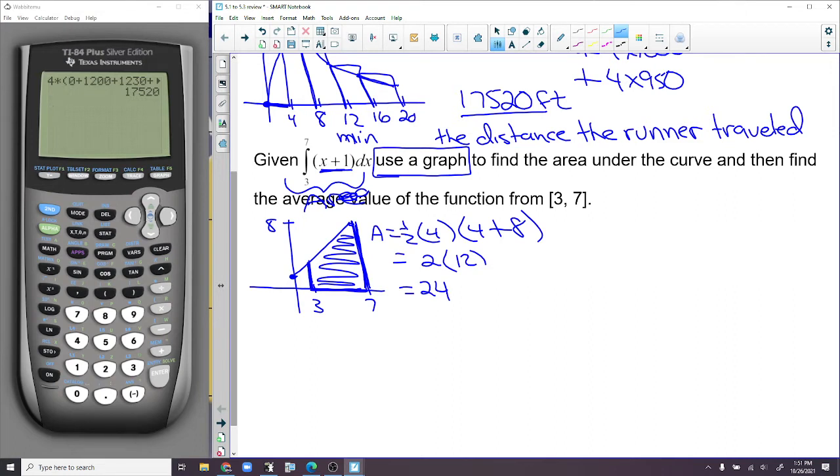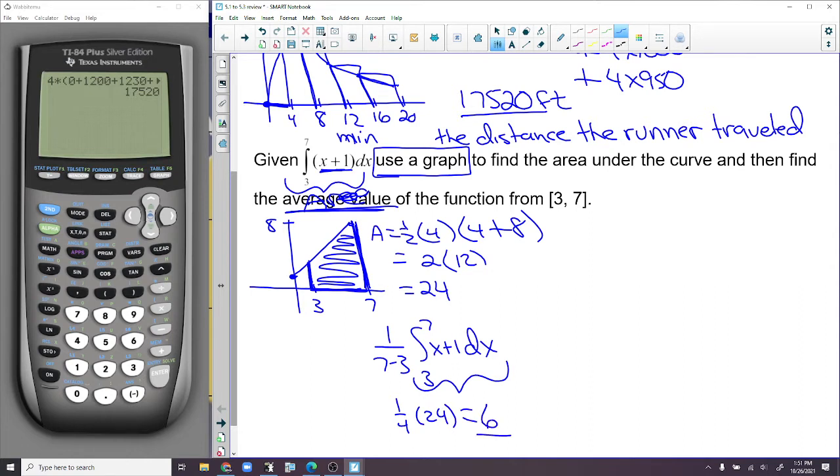So it says find the area using graphs. And then it says another thing. It says find the average value. I kind of covered it up, but it says average value. Well, average value would be 1 over 7 minus 3, integral from 3 to 7 of x plus 1 dx. That's what average value would be over this interval of the function. Well, we already got this value. We got this value to be 24. So we have 1/4 times 24. So all we need to do is take our answer, divide by 4, and the average value is 6. So let's not reinvent the wheel. We already got that answer. We already did part of it. Let's use that answer.